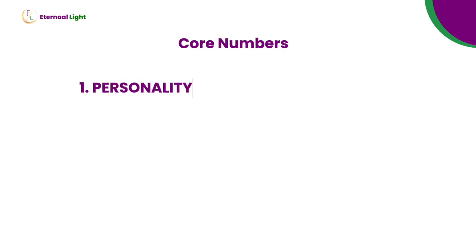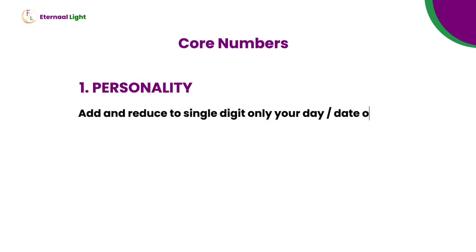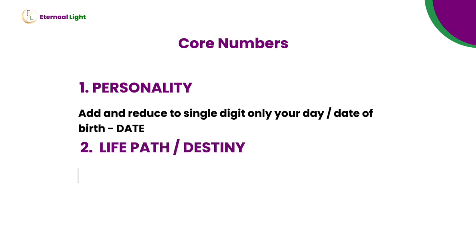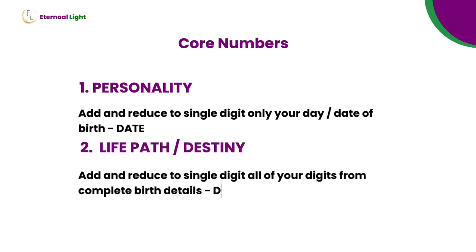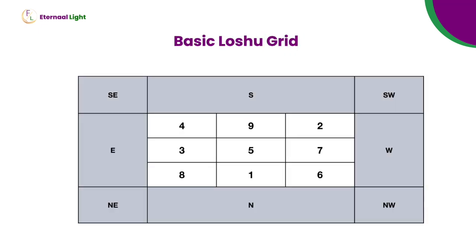Please make a note. Personality number: add and reduce to a single digit only your day of birth or date of birth. In this case we have seen 23, which is 5. Life path or destiny number: add and reduce to a single digit all of the digits from your complete birth details. That is your life path number. Once you prepare all the numbers needed to create the Loshu grid, please do refer.